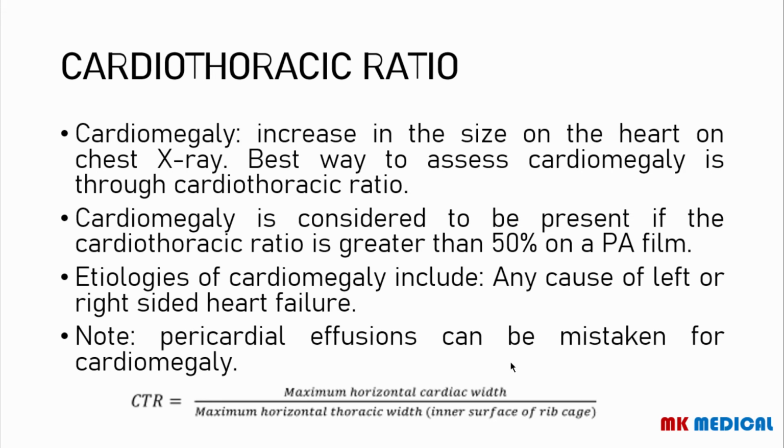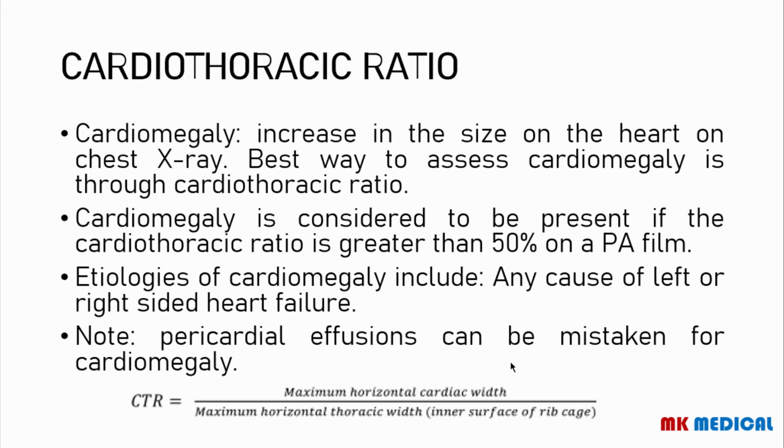This is usually used to assess whether there is some cardiomegaly, which is pretty much the increase in the size of the heart on the chest X-ray. So the best way to assess for cardiomegaly is, of course, using your cardiothoracic ratio. So you're going to be measuring the maximum horizontal cardiac width divided by the maximum horizontal thoracic width of the inner surface of the rib cage. And then that percentage should be less than 50%. So if it's greater than 50%, then there is some cardiomegaly.